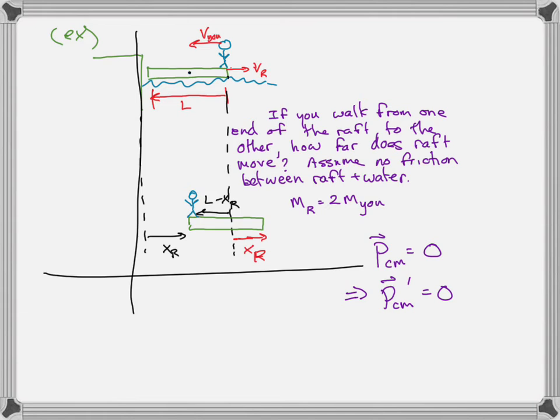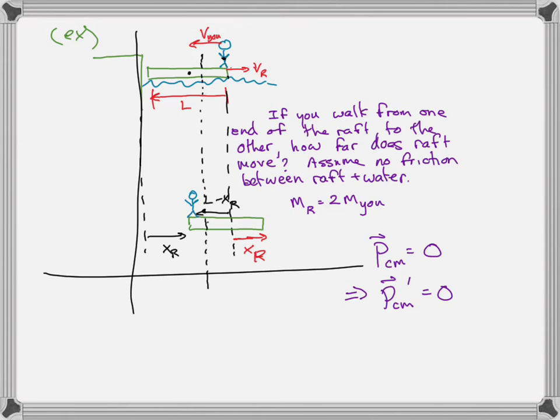Center of mass of the raft is at its center. Center of mass of you is at your center. So if the two were equal in mass, the center of mass would be halfway between, but the two are not equal in mass. The raft is a little more massive, so the center of mass is actually to the left of that, a bit closer to the center of mass of the raft. So here's the center of mass of the system. The center of mass of the system must always be in the same place.